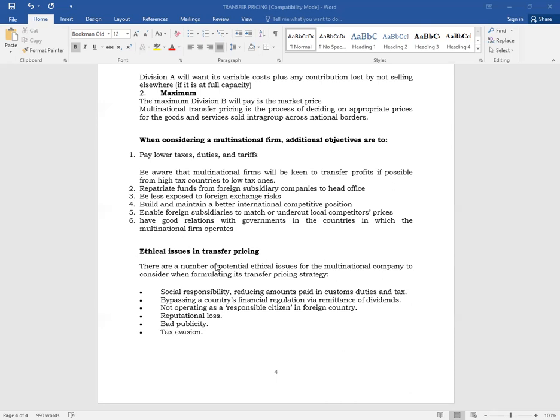Your syllabus wants us to discuss these ethical issues in transfer pricing. There are a number of potential ethical issues for a multinational company to consider when formulating its transfer pricing strategy. Number one, the social responsibility: reducing amounts paid in customs, duties, and tax. That is quite unethical.